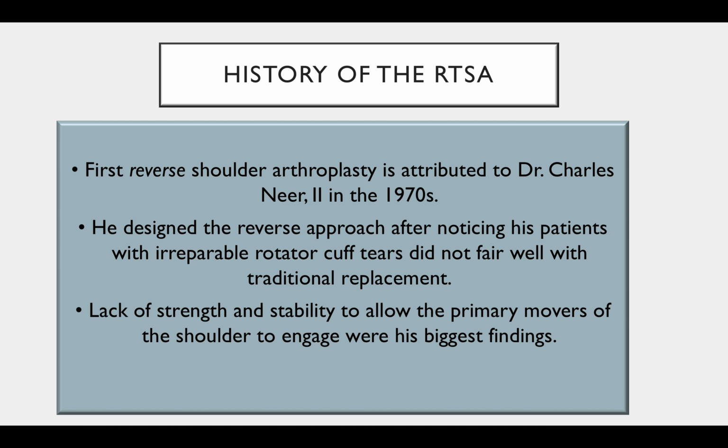He designed the reverse implant in answer to the insufficient rotator cuff problem and the resulting lack of functional motion that he found in his patients after a traditional shoulder arthroplasty. As Neer's findings became known, many other reverse implants were designed to also counter the lack of strength and stability that was needed to allow the prime movers of the shoulder to engage. But there were significant problems with each, namely loosening of the prosthesis and the glenoid notching, which we'll discuss in a minute.